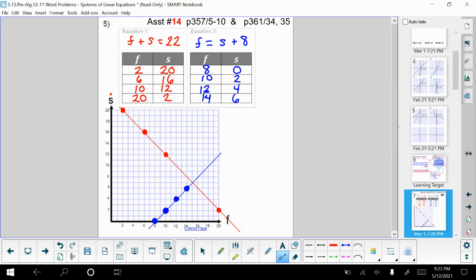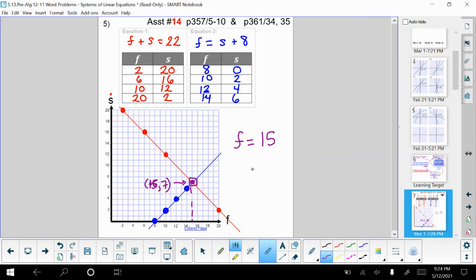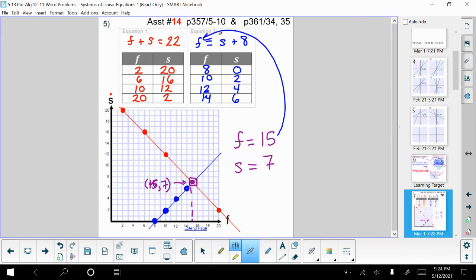But in this case, ladies and gents, we already see that beautiful, where does the red meet the blue? Where is the purple? Where is the point that works for both? And it would appear that f is 15 and s would be 7. So for my answer, I'm going to say f, the first number, must be 15, and s, the second number, must be 7.